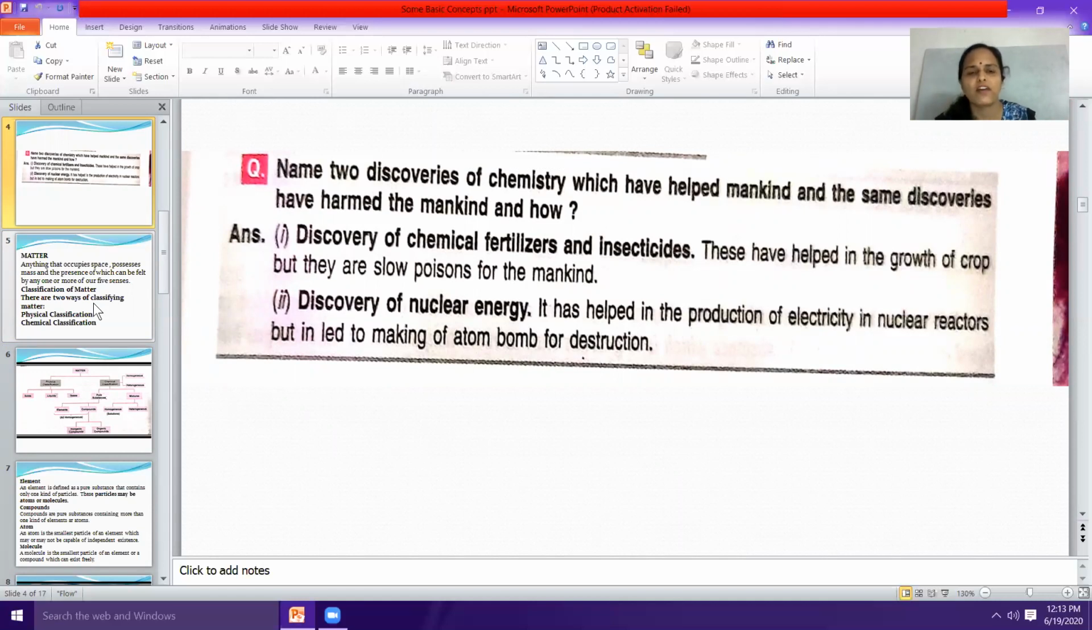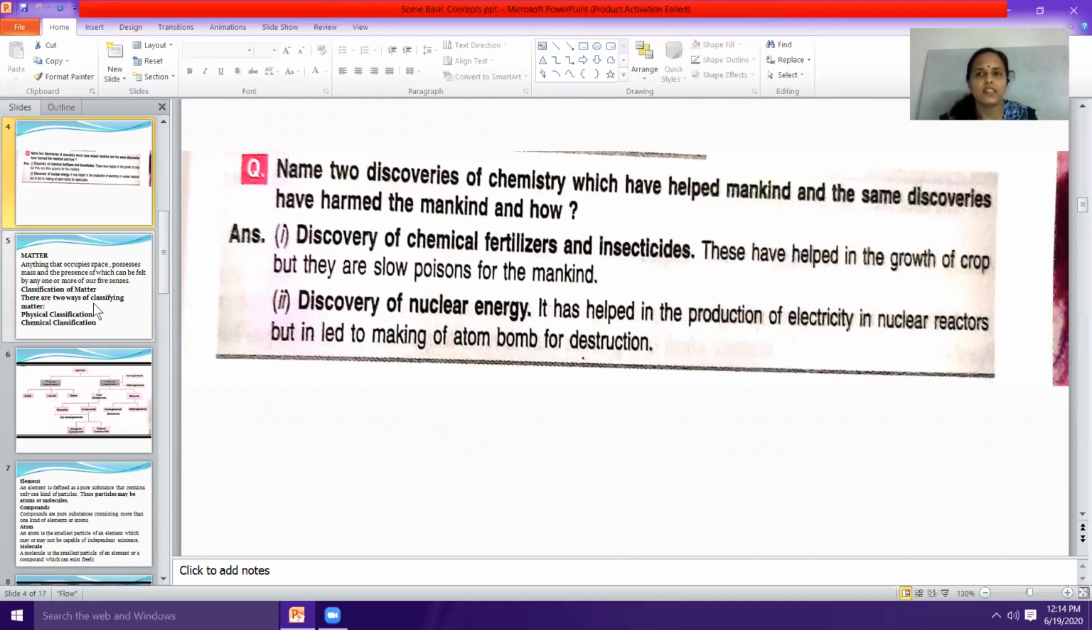The first example which I have given you is the discovery of chemical fertilizers and insecticides. That is what I had discussed in the supply of food chain. The discovery of chemical fertilizers has helped in the growth of crops, but how are they harming mankind? They are slow poisons for mankind. So the discovery of chemical fertilizers and insecticides is helping mankind, as well as acting as a slow poison for mankind.